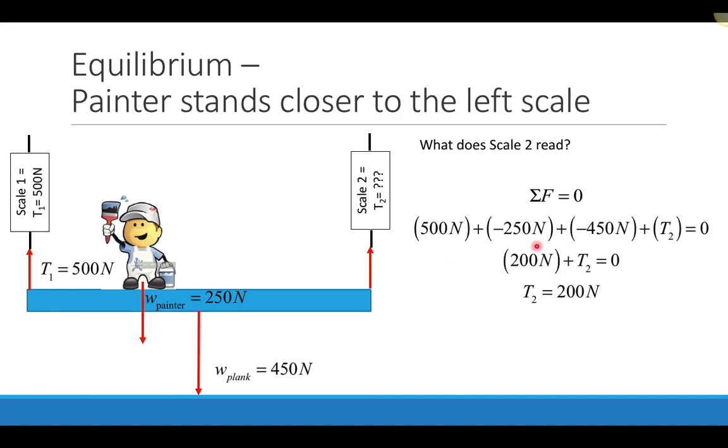So I have 250 and 450, and those two values add up to 700. And then I have 500 here, so these are negative, so negative 700 plus a 500 should be a negative 200. There's a negative sign missing here. I apologize for that, but this should be negative 200 newtons. And so the tension on this side would be 200 newtons. And it should be less because there's more weight distributed on the left-hand side.